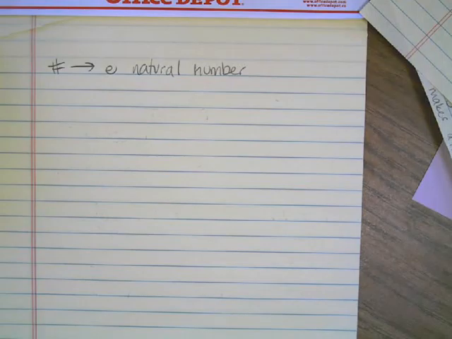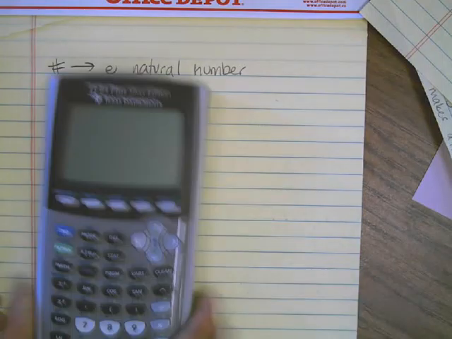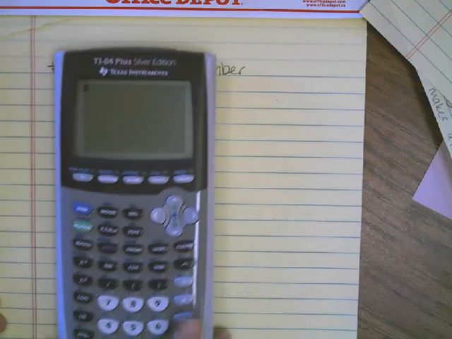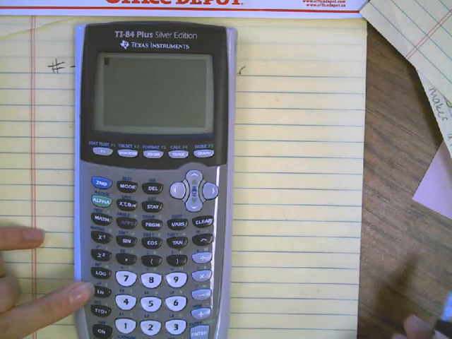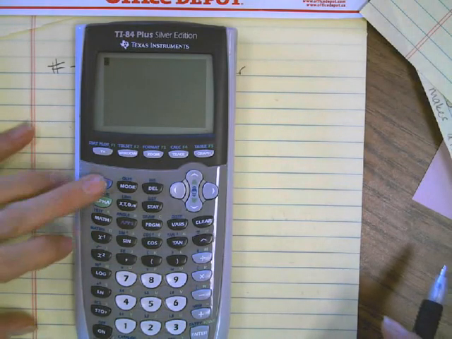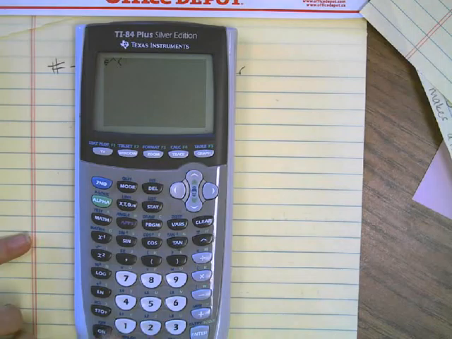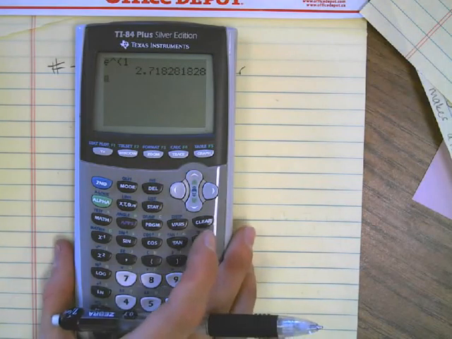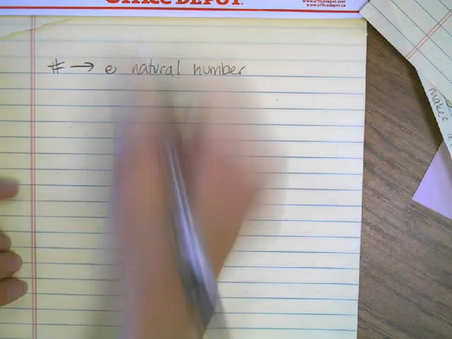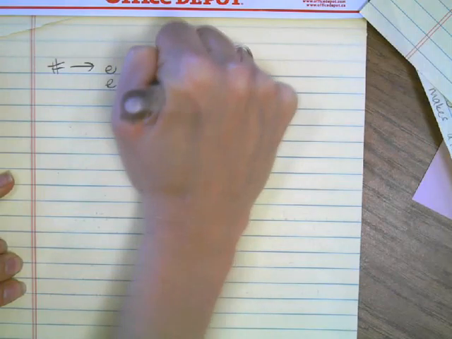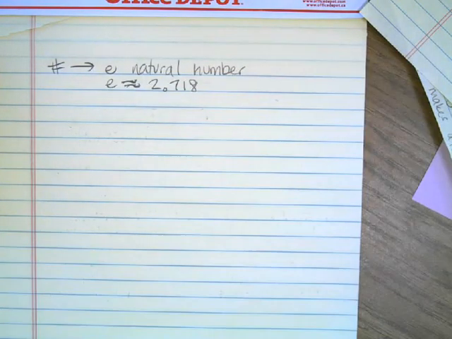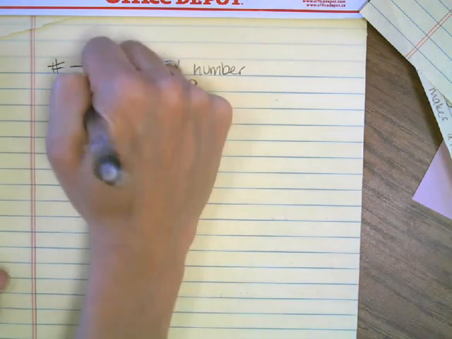E is approximately, if you were to put it in your calculator, I'm going to show you where it is. It's right here where ln is, so you go second ln, and that's e to the 1, which is 2.718. Okay, which I expect you to know. So e is approximately 2.718. Again, the reason why it's important is it's in population growth.